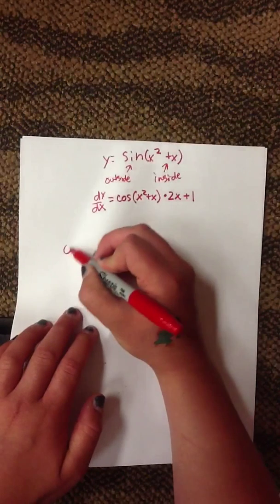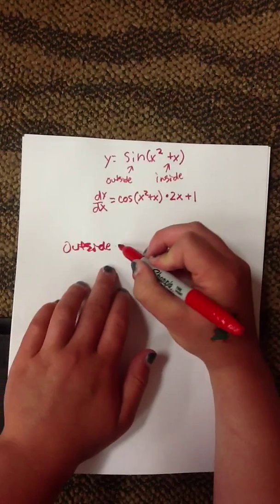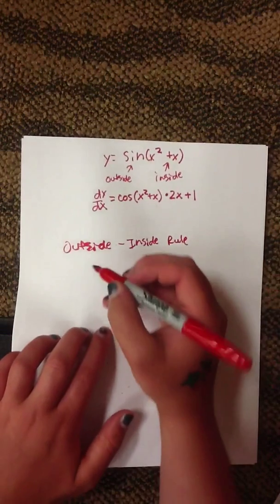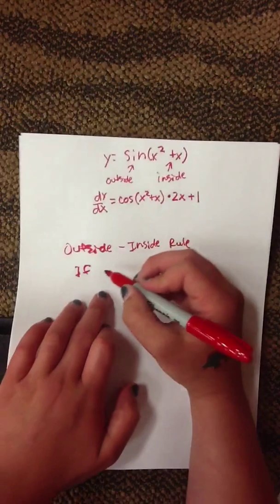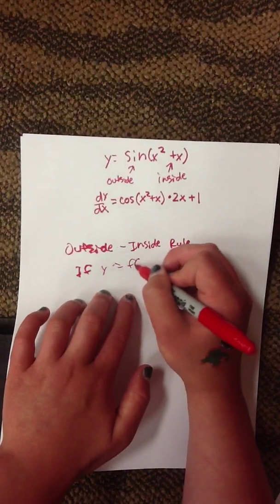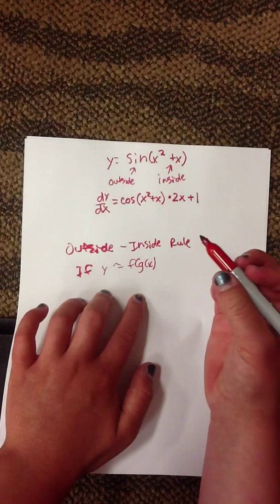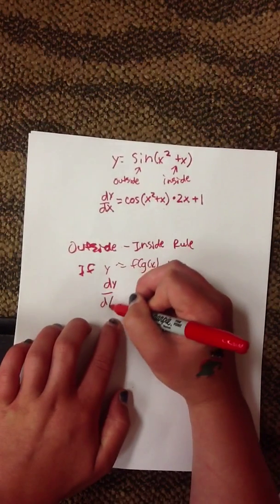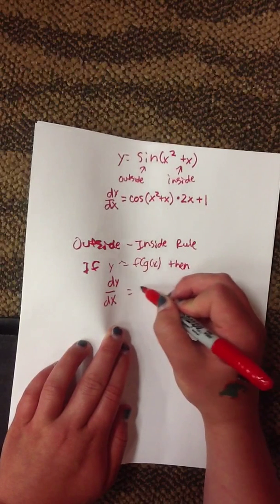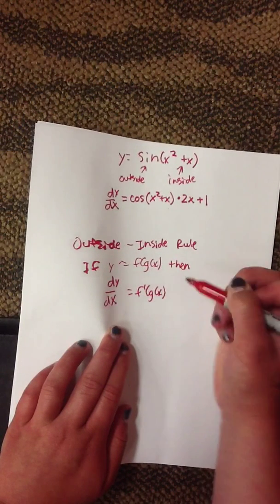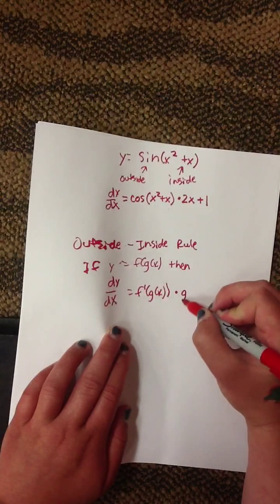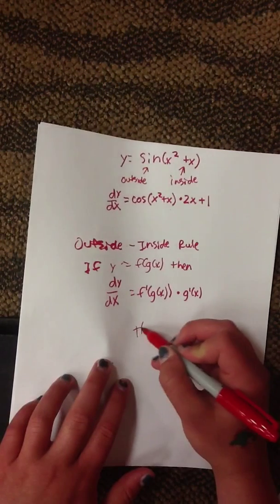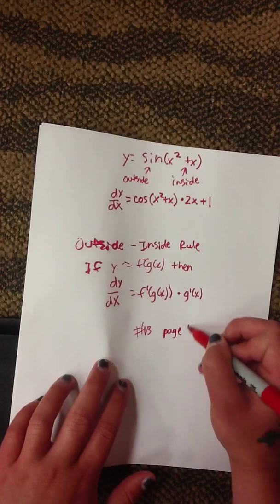Now, the outside-inside rule, broken down to the general rule, is: if y equals f of g of x, then dy dx is equal to f prime of g of x multiplied by g prime of x. Now please try number 13 on page 153.